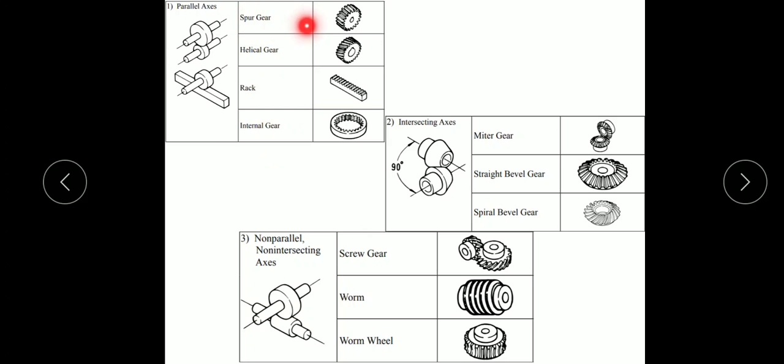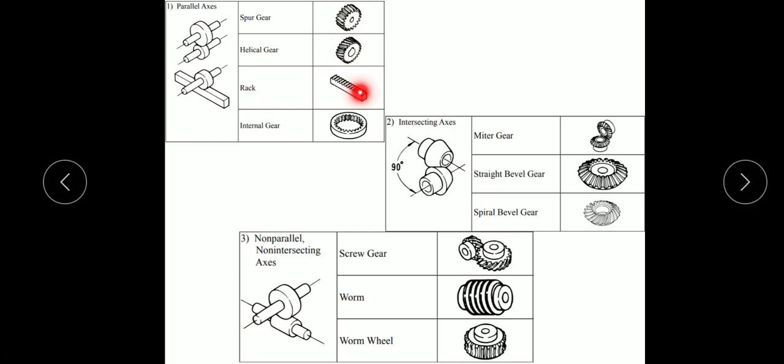First one is spur gear. You can see the teeth, all teeth are parallel to each other. And second one is helical gear. In helical gear, instead of parallel teeth, here there will be inclined teeth. You can see the difference between spur gear and helical gear. One is parallel, second one is inclined. And third one is rack.